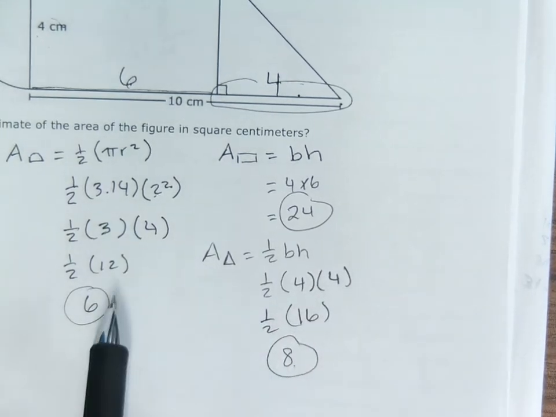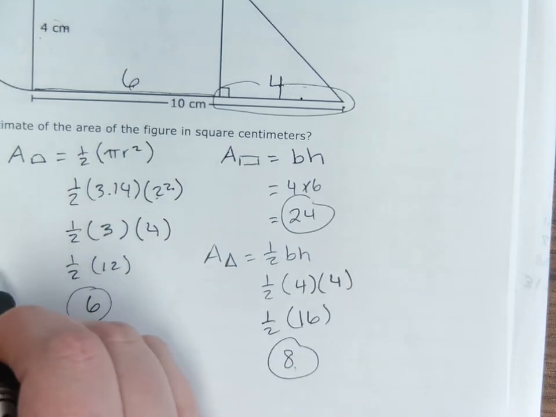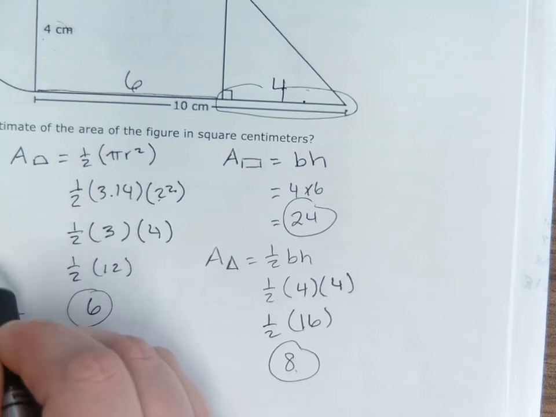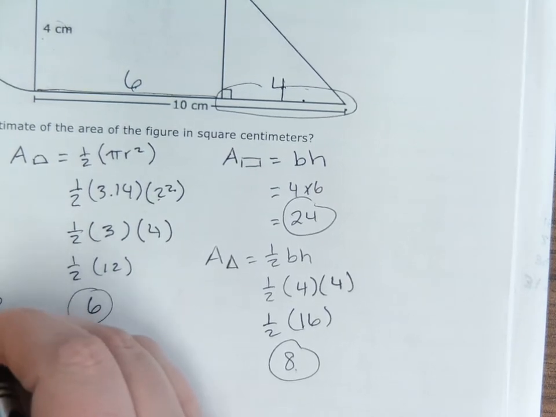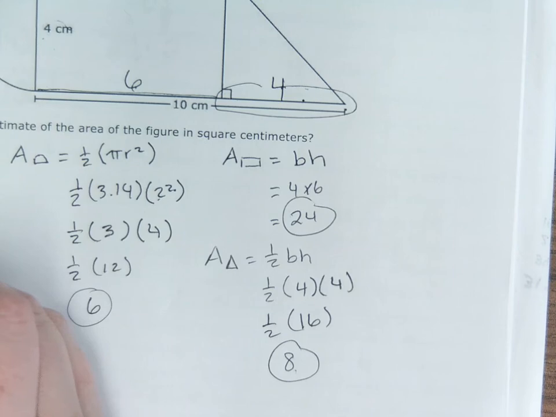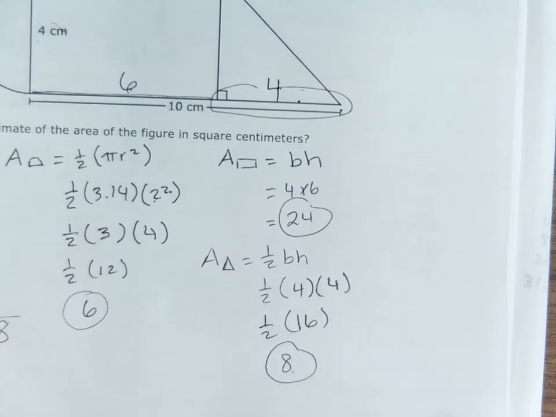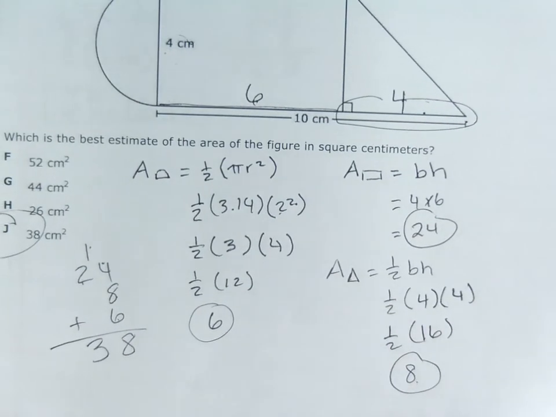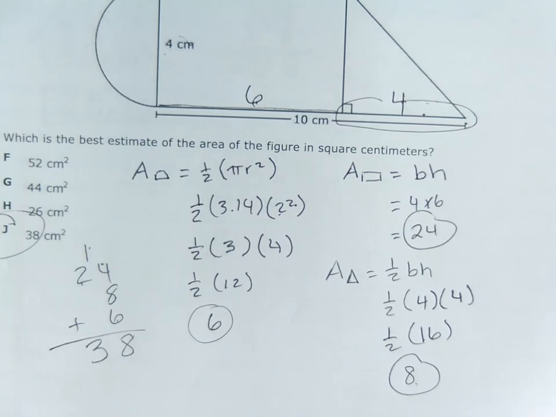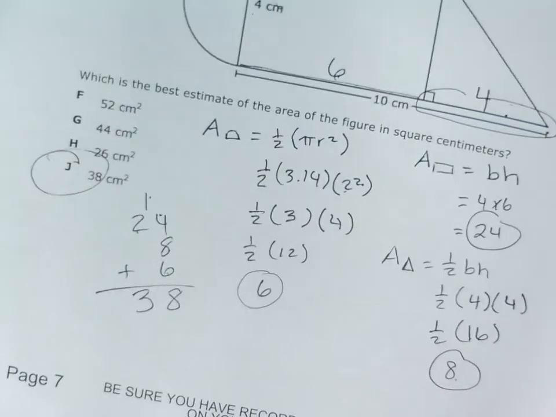So I'm going to add 8 plus 6 plus 24. 24 plus 8 plus 6. 6 plus 4 is 10, plus 8 is 18, 2 plus 1 is 3. So that'd be 38. So that would be J. Oops, sorry, that would be J. So that's how we do it, guys. Those are all the questions, all the answers.